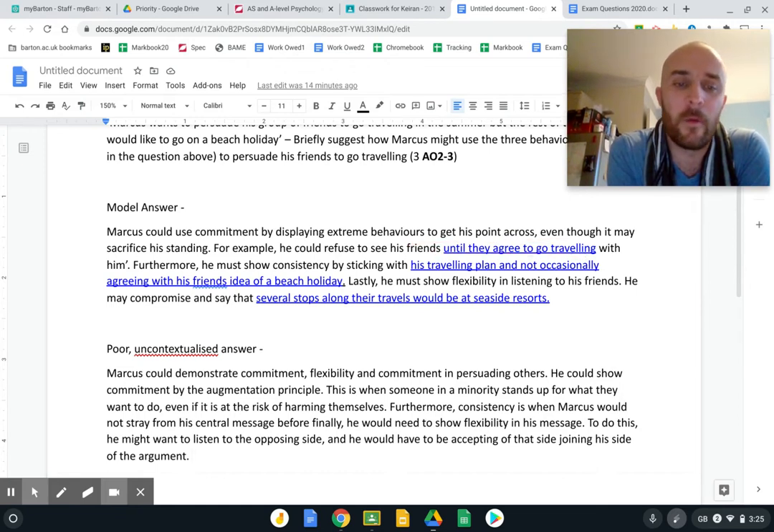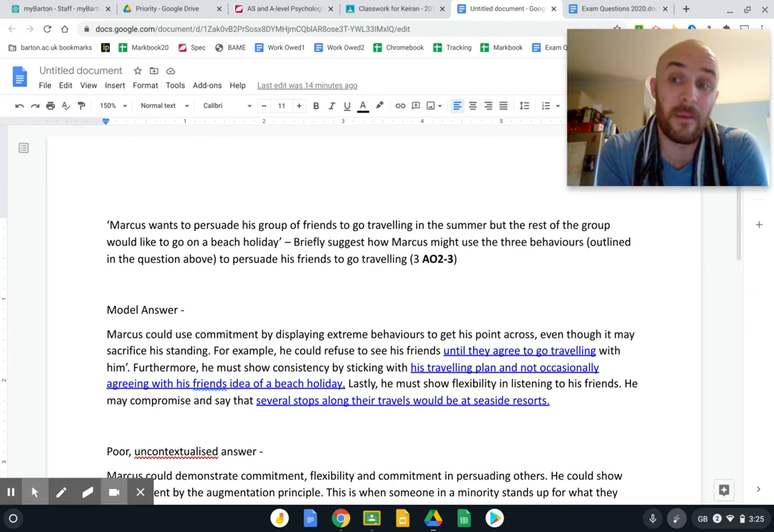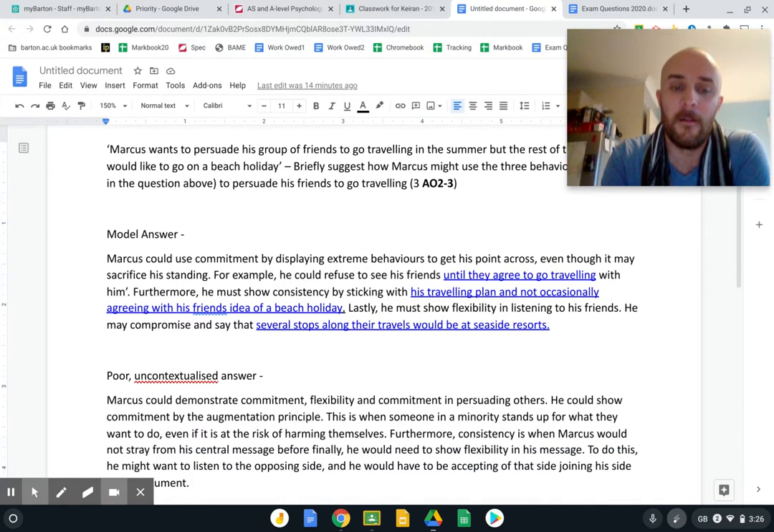But look where the blue is. For example, he could refuse to see his friends until they agree to go traveling. Traveling, that's the key word. Take words from the stem and put them into your answer. That's one of the best ways to actually apply. Now, he could refuse to see his friends.